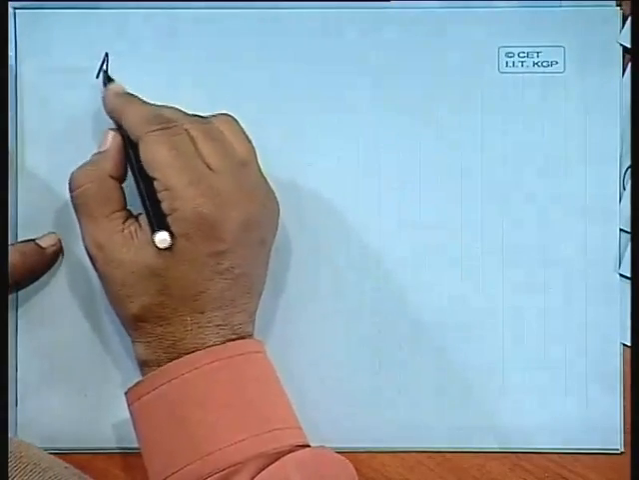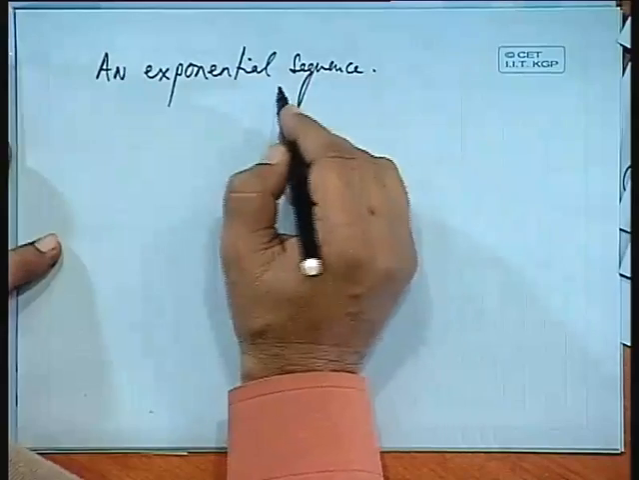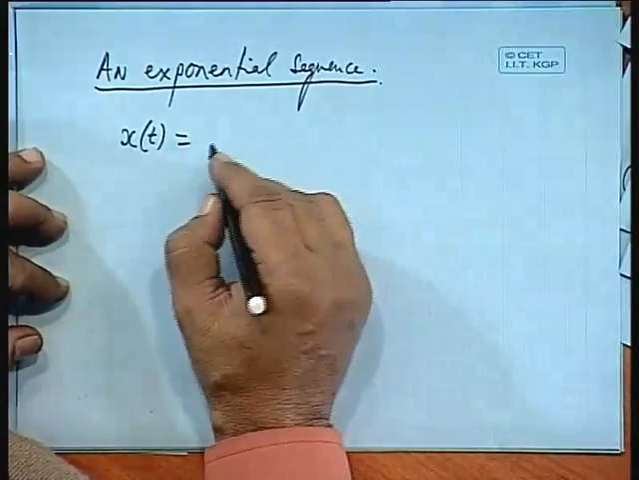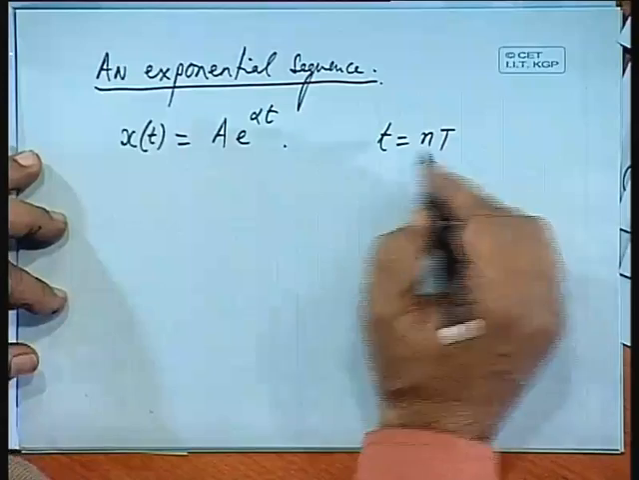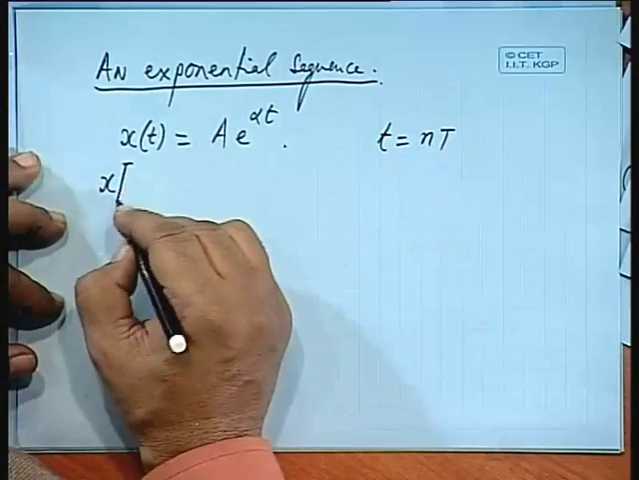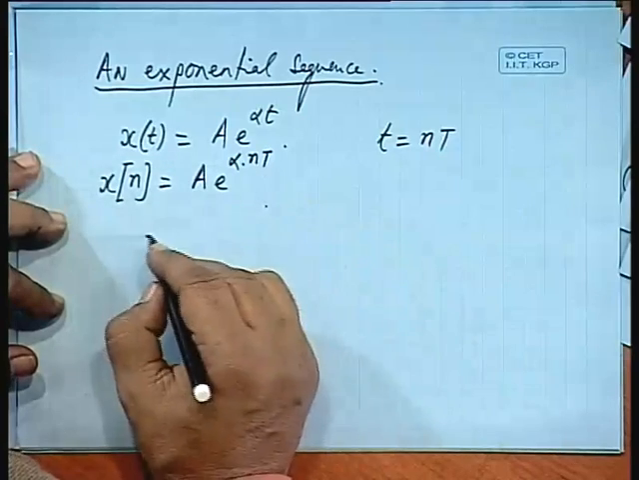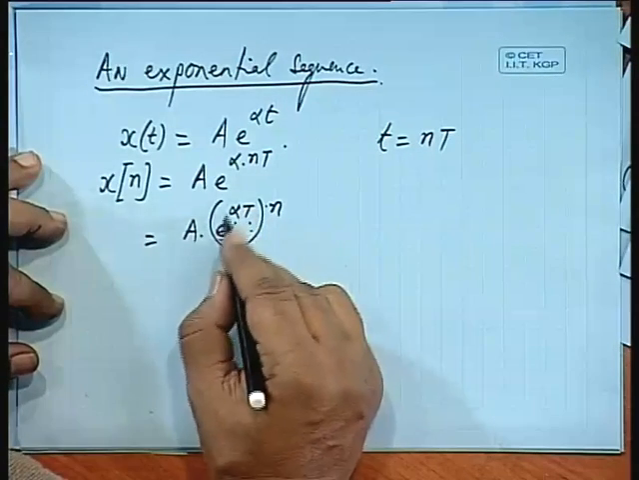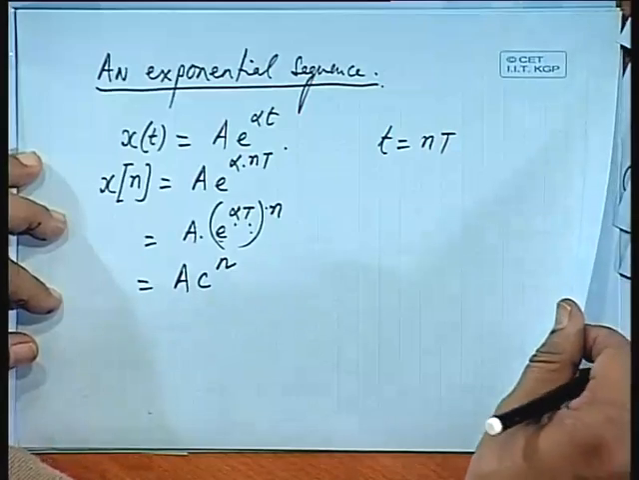Now we define an exponential sequence. Suppose in the continuous domain you have x t is equal to a into e to the power alpha t, and we are taking sampled values of t, that is t is equal to n T. Therefore, x n is nothing but a into e to the power alpha into n T. We can write this as a into e to the power alpha T, all to the power n. Since alpha and T both are constant, I can take this as a constant c. So, c to the power n, some constant to the power n. What is it? It is a GP series, no?